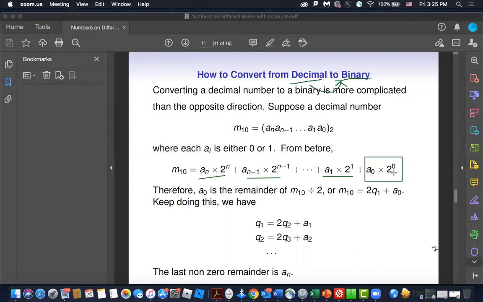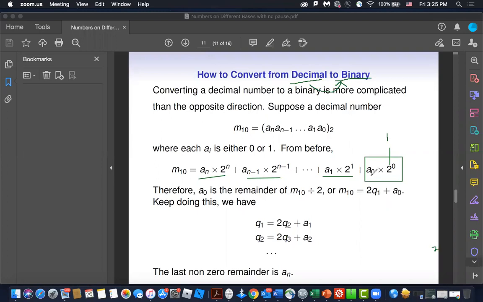The last term, because 2 to the 0 is 1. So that is 1. So if our a sub 0 is 0, then that is fine. Otherwise, a sub 0 is a remainder.